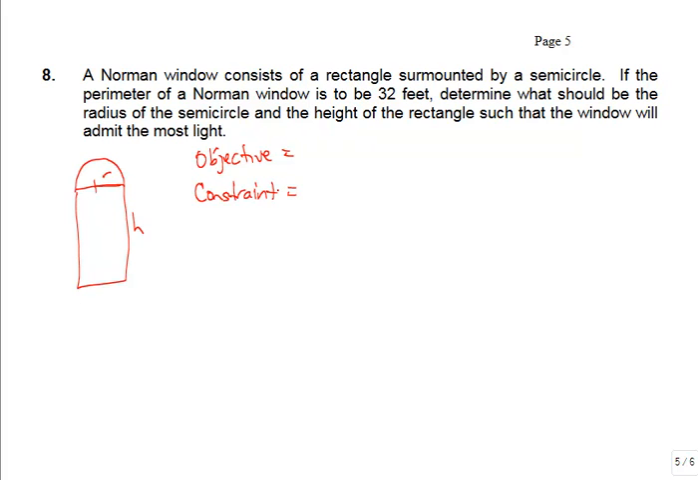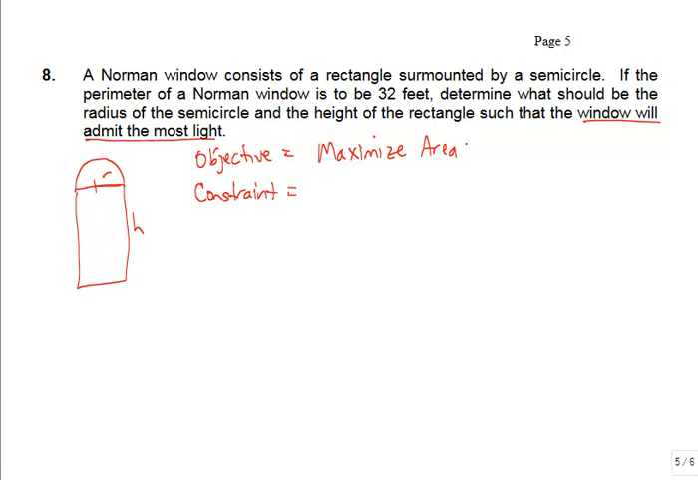So our objective, what is it we're trying to maximize or minimize? Here it's a little bit not as obvious, but it says we want the window to admit the most light. So most means maximize. What is it we're trying to maximize? Well, if we want to admit the most light, the only way that's going to happen is if that window is big, and the size of the window corresponds to its area. So we're trying to maximize the area of that window to let in the most light. So our objective is to maximize area.